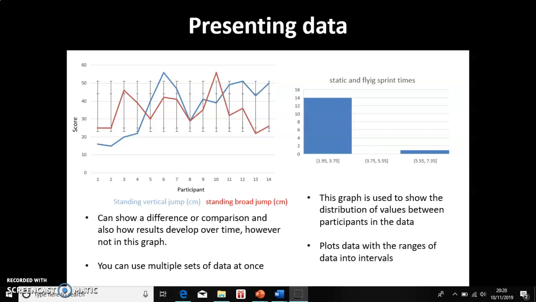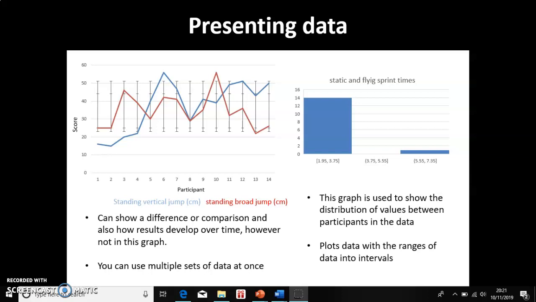So moving on to histogram. A histogram is basically a frequency-based chart. So we can see that 14 participants scored between 1.95 and 3.75 in the static and flying sprint times. No one scored in 3.75 to 5.55, and one participant scored 5.55 to 7.35.